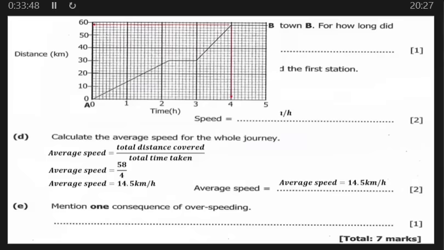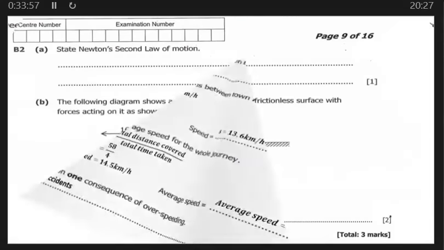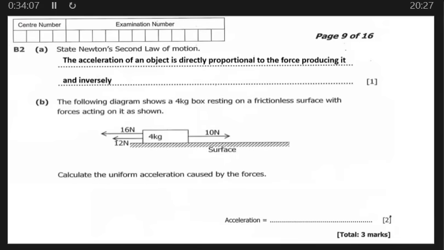E says, mention one consequence of overspeeding. Accidents, of course. All right, then let's go to B2. B2A says state Newton's second law of motion. So Newton's second law of motion says that the acceleration of an object is directly proportional to the force producing it and inversely proportional to the mass of the object.